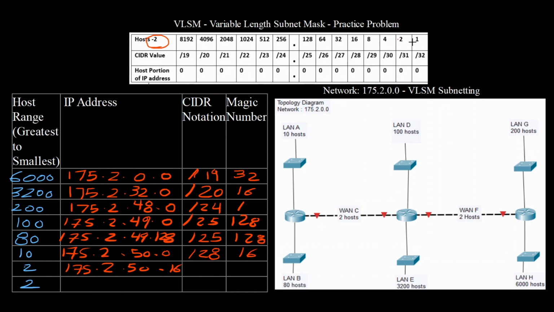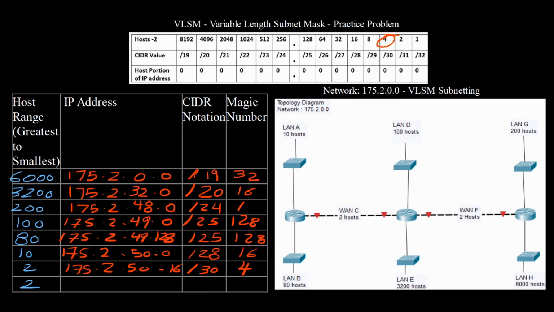So actually in VLSM or subnetting, we are not looking at these values. The maximum we can go to is /30, because we take 4 and subtract 2, and this gives us 2 usable hosts. So this is going to be /30, and this is the slash notation. For the magic number, it's going to be 4, the value of the binary digit.